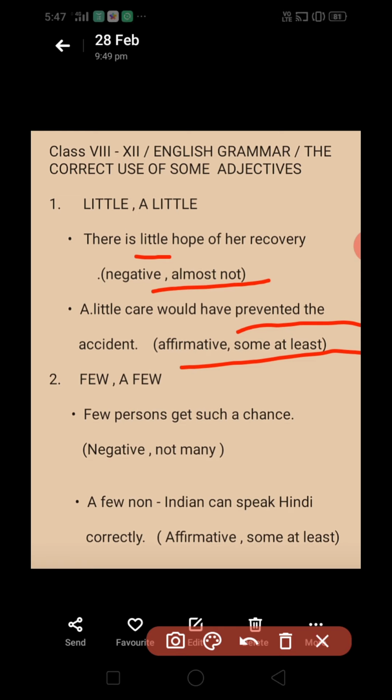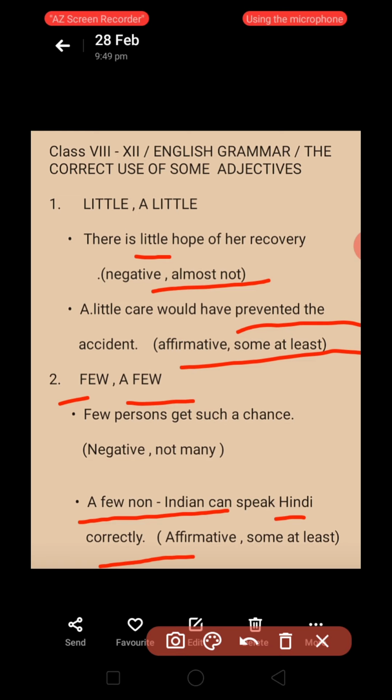In the same way, few persons get such a chance. That is also in the negative sense. Almost nobody has got this chance. But if we use a few persons, as in a few non-Indians can speak Hindi, it means there are some persons who can speak Hindi. So it is in the affirmative sense.